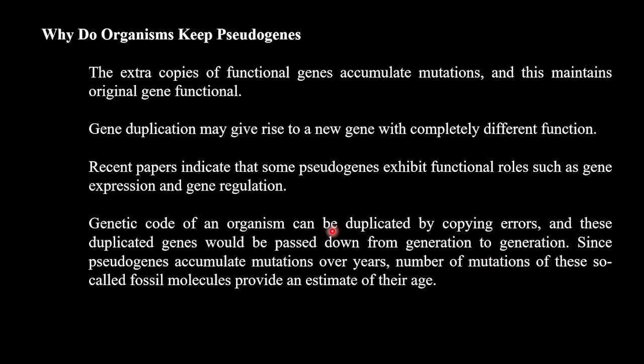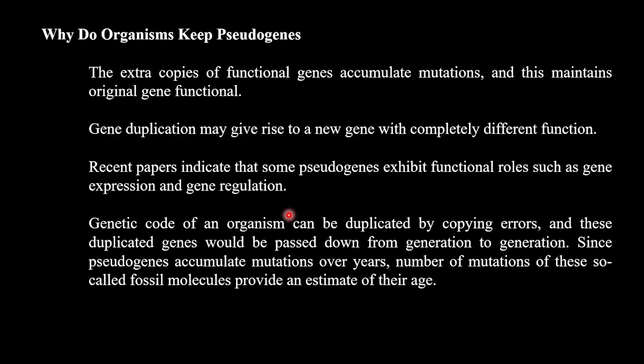And the genetic code of the organism can be duplicated by copying errors. So during the process of duplication, there are errors, and these duplicated genes will be passed from generation to generation. Since pseudogenes accumulate mutations over years, it's not just in a short period of time. The number of mutations of these so-called fossil molecules provides an estimate of their age. So for the measurement of the age also, these pseudogenes are sometimes used.